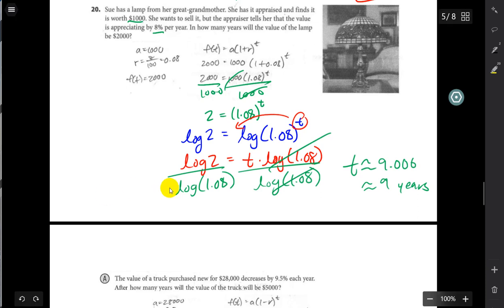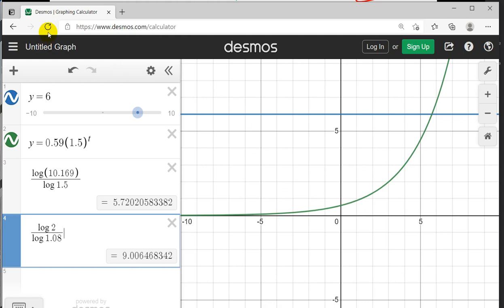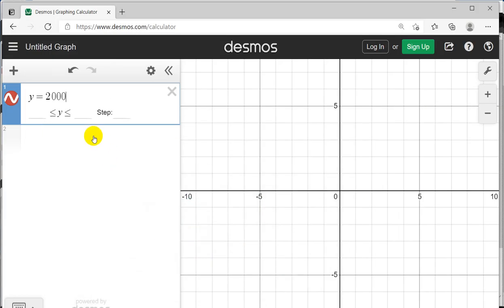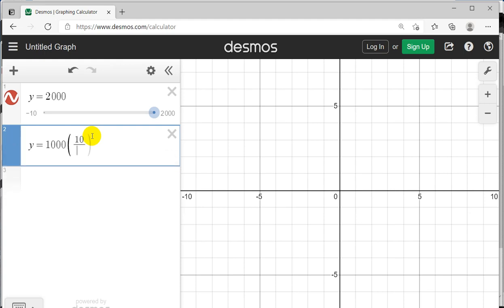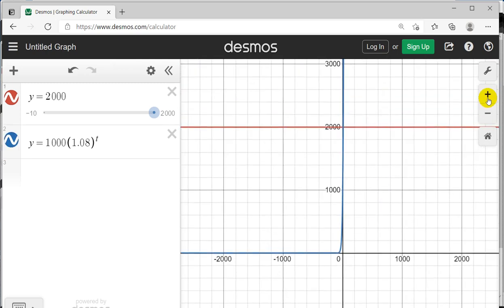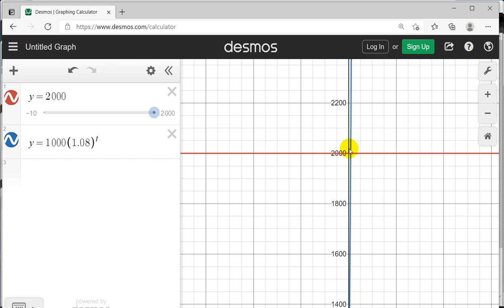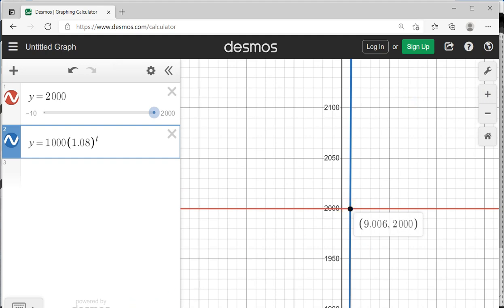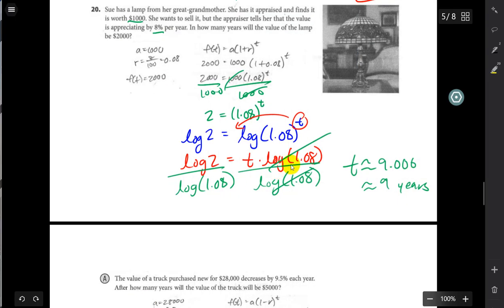Like I showed you before, when we did a similar problem, we took y equals 2,000 on the left-hand side. Then we graphed the other side, y equals 1,000 multiplied by 1.08 raised to the power of t. If we find the intersection point, it should be about 9. Let's hope it is 9. If it's not, we did something wrong. Oh, look at that. We're good. 9.006. Yep, that's approximately 9 years.